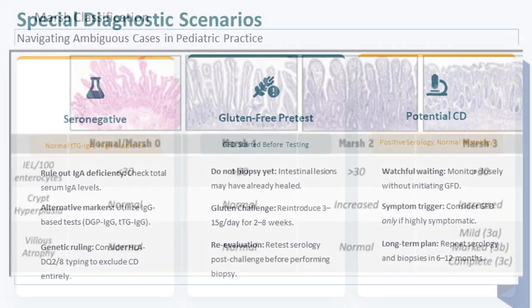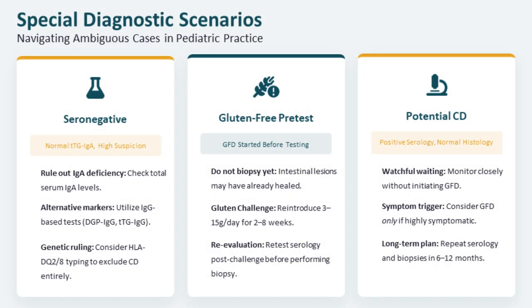So now let us look at ambiguous cases. So if you have a TTG-IgA which is normal, but you are still suspecting celiac, first you rule out total IgA, that should be normal. You use alternative tests like TTG-IgG or DGP-IgG. And then if you still have a strong suspicion, do an HLA DQ2, DQ8.